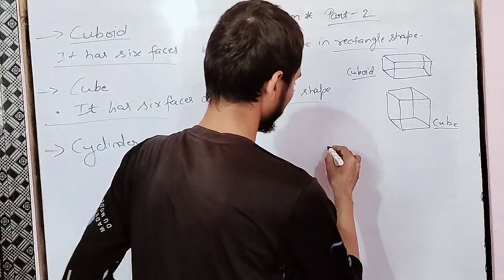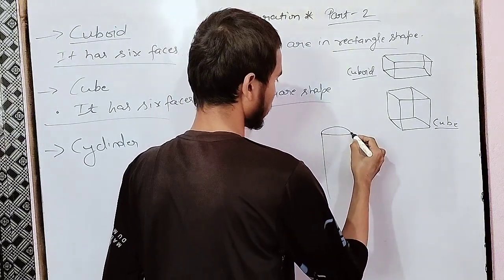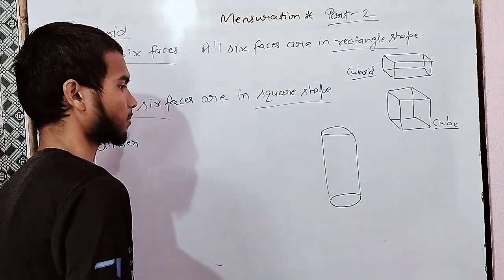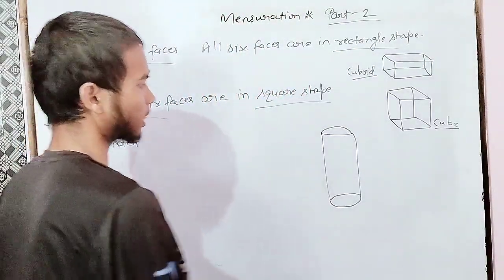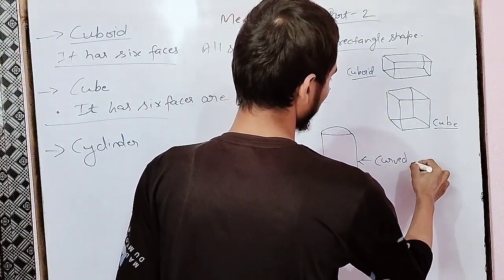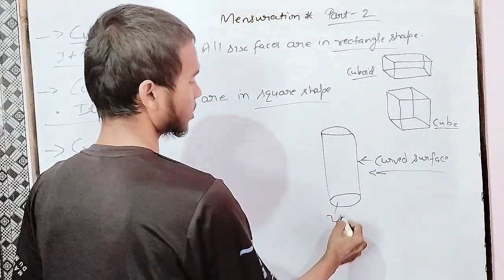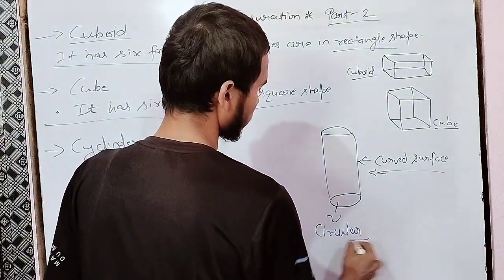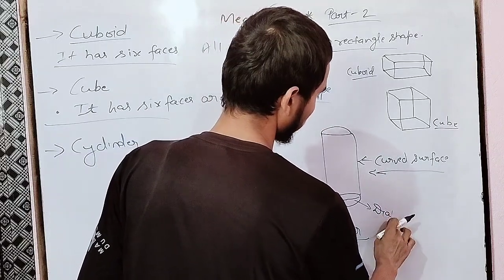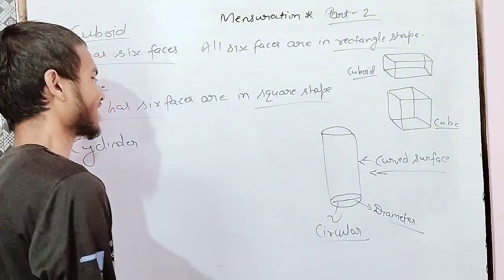The shape of a cylinder is like this. This is a curved surface in which there is a rectangle. This is the shape of a cylinder. This area is a curved surface. This is circular. Here there is a diameter, from which we can find the value of the radius. Okay.